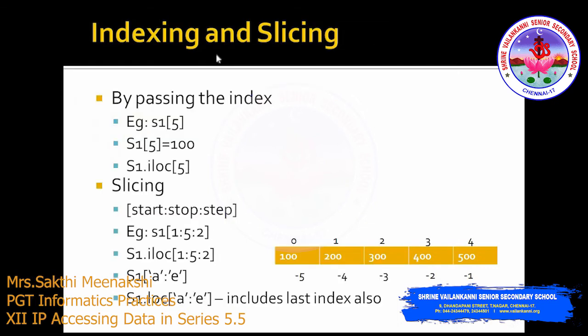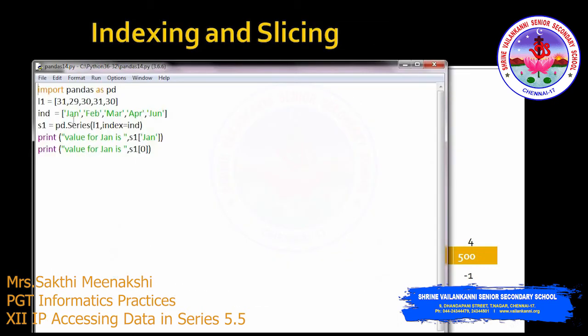Okay, so this is my next program. What I'm doing here is creating a list, and then for the index I am creating a string index. L1 is my list, and I am passing the index value here. So instead of numerical values 0, 1, 2, 3, I am passing a string index. Now, how to access the elements?